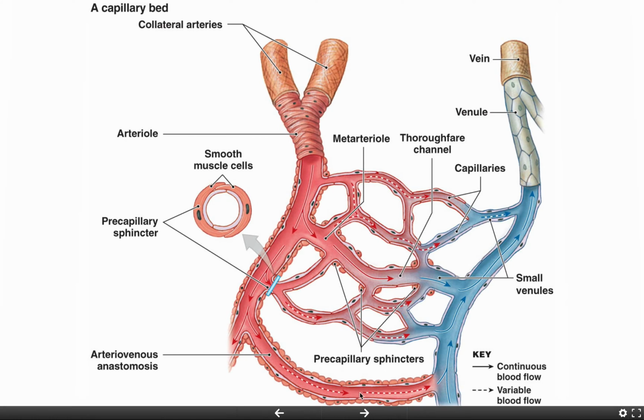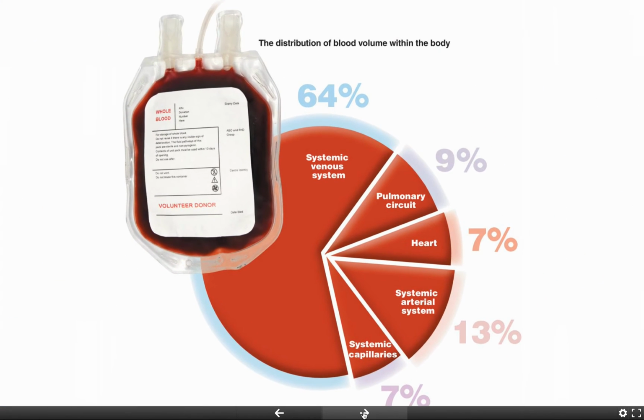So that's capillaries. Next we're going to talk about veins. Veins have low pressure and they contain most of the body's blood volume. You can see most of the blood is in the systemic and venous system, 64%. And that's because the veins have a bigger diameter.